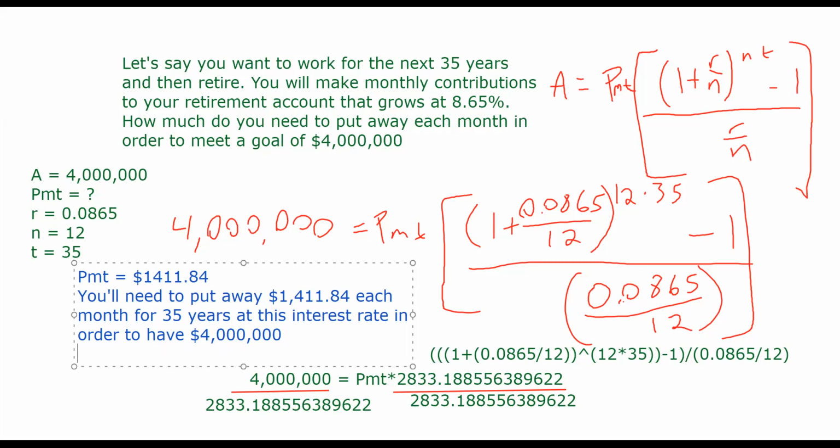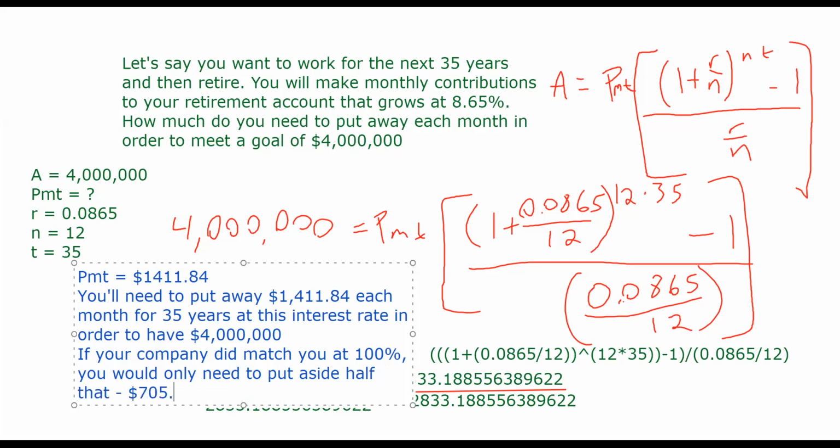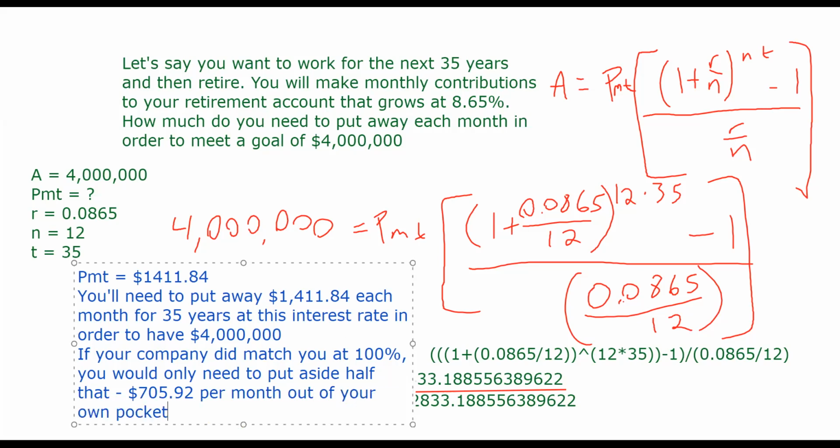So if your company did match you at 100%, meaning whatever you put in, they'll put in that same amount themselves, you would only need to put aside half that, which is $705.92 per month out of your own pocket. So it's not as bad.